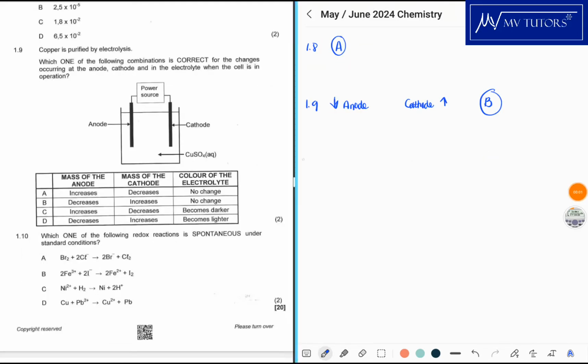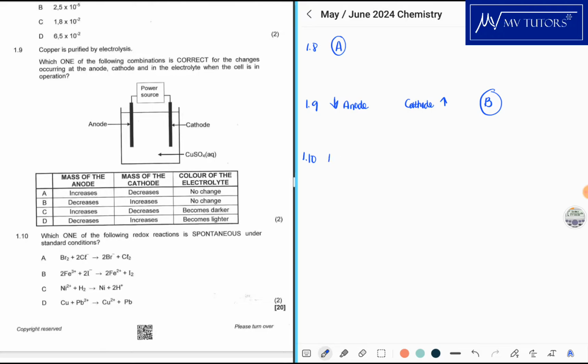All right, 1.10. Which one of the following redox reactions is spontaneous under standard conditions? Okay, so what we need to then check is what happens at the anode and what happens at the cathode, and then use those numbers from our table of standard reduction potentials, okay? And if it is spontaneous, then it would have a positive reduction potential. And if it's negative, then we know that it doesn't happen spontaneously.